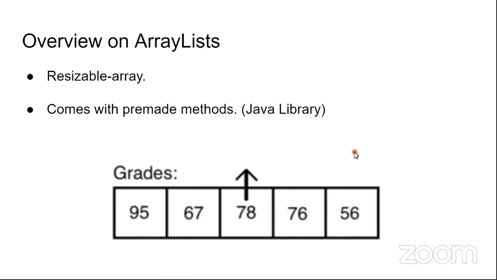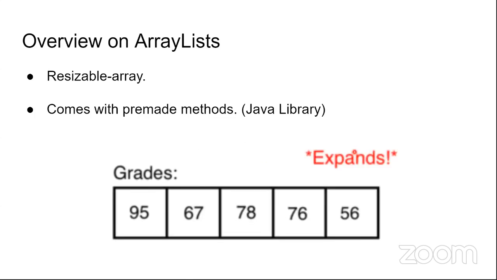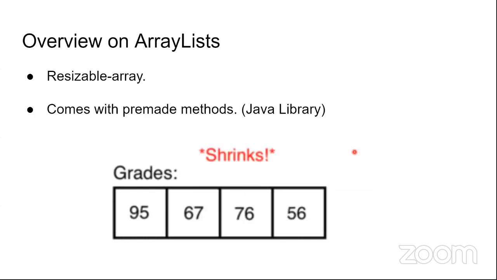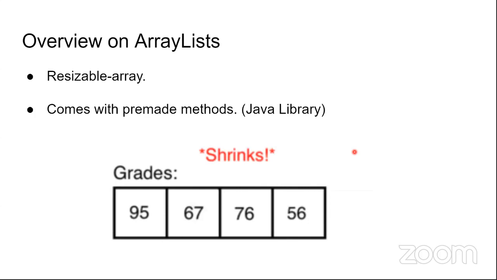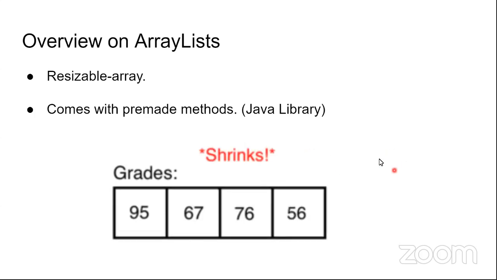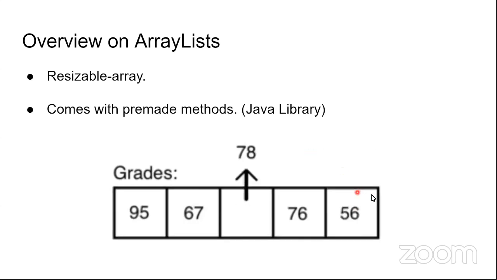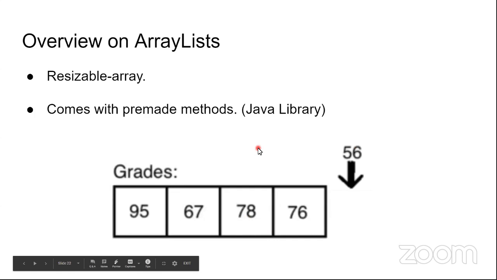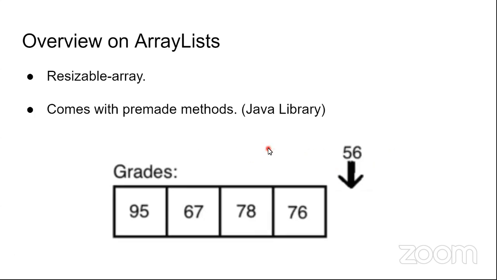If you don't know what an ArrayList is, I'll just give a quick overview. It is a resizable array and it comes with predefined methods in the Java library. As you can see here in this GIF, you add it at the end of the list. You could add it to the end and then you could remove, and it shifts and shrinks the whole list for you.